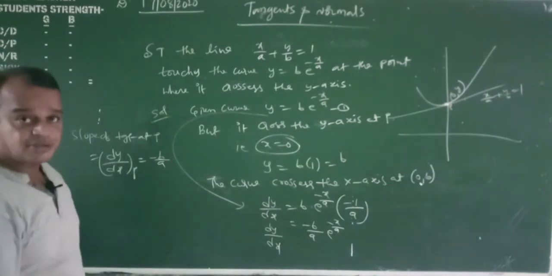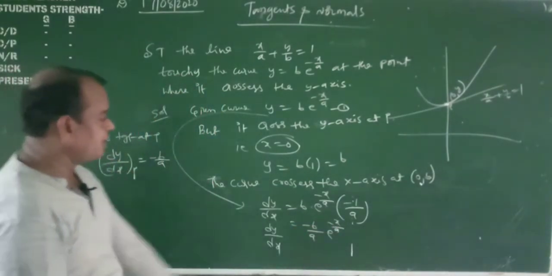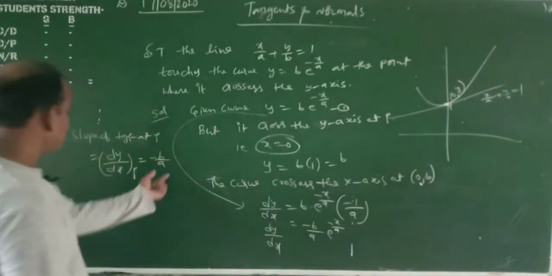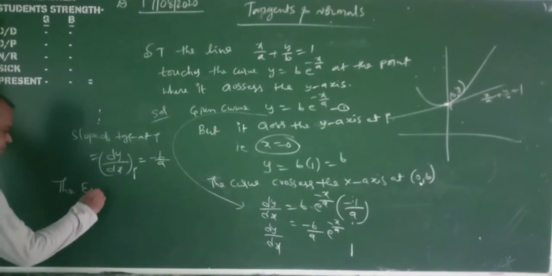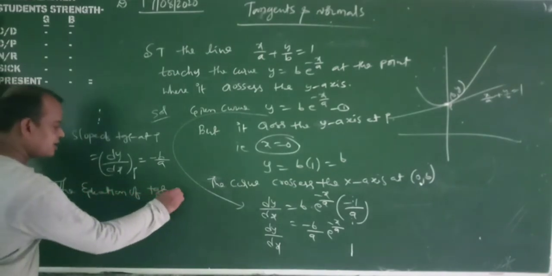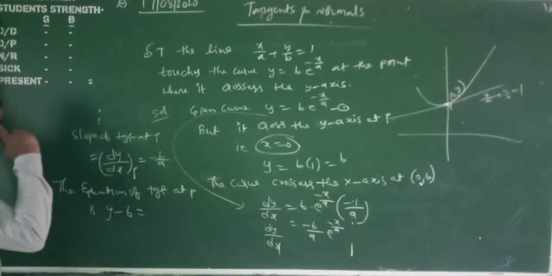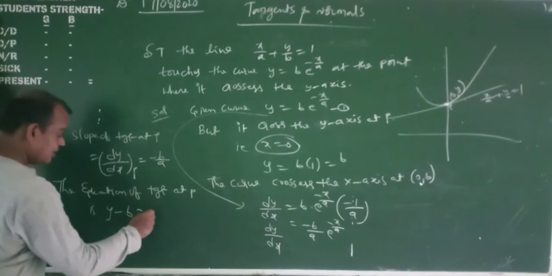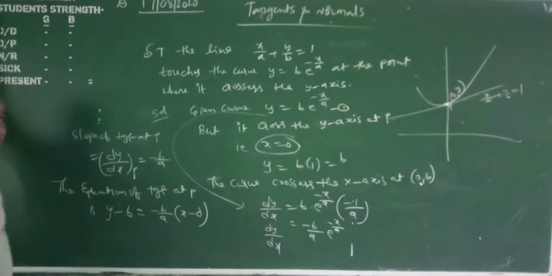Okay, my dear students. Minus b by a into e^0, and e^0 means 1. We have the point and we have the slope. Now the equation of the tangent at P is y - y1 = m(x - x1), that is y - b = (-b/a)(x - 0).